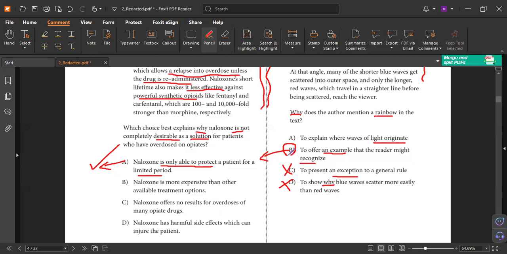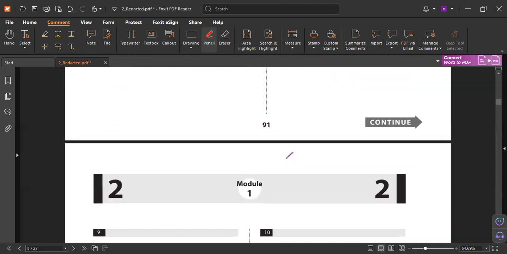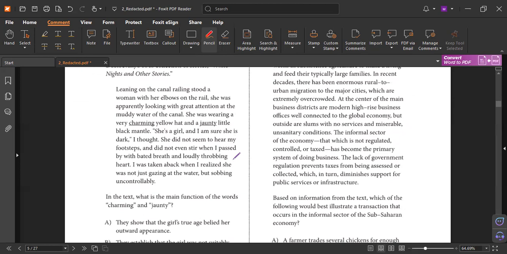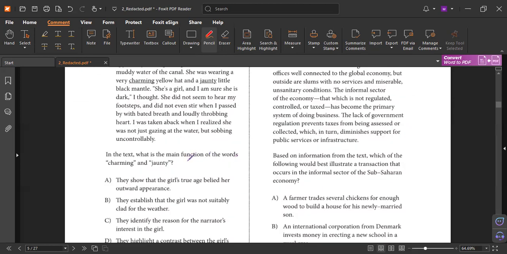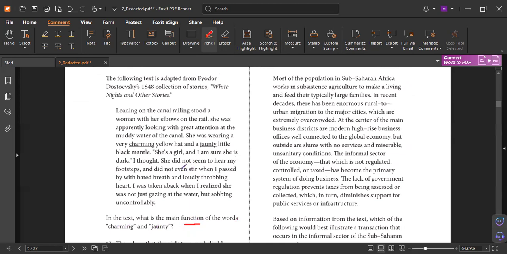Now do you imagine it? Yes. Let's jump to the next. Now it's your turn. The main function of these words. Remember, we don't ask you for the synonyms or meaning of words, but the idea around these words. Let's read it and define it.